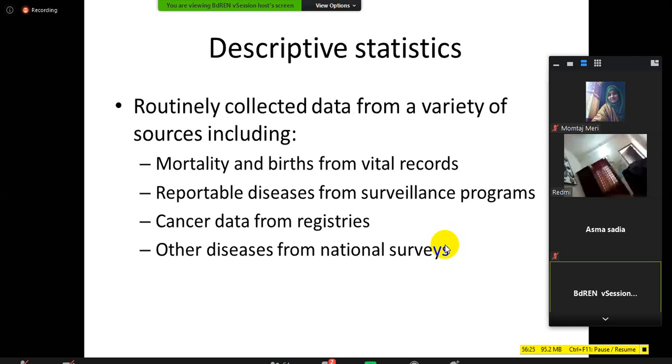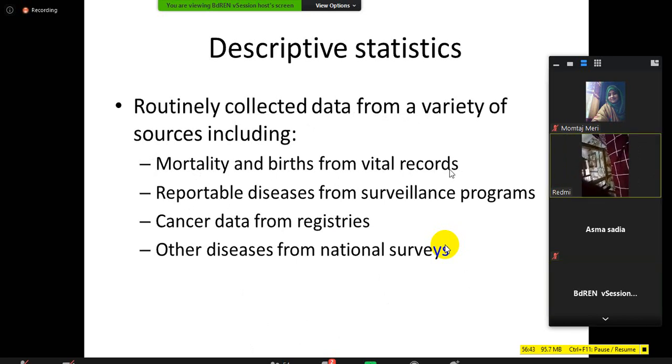So routinely collected data from a variety of sources includes... So we have to collect data, so from where can we get descriptive statistics? These are the sources from where you can get descriptive statistics, like mortality and birth rate from vital records. So maybe in every country they have some registry. এটারে বলা হয় registry, যেখানে ইনফরমেশনগুলো রেকর্ডেড করা হয়। In Bangladesh we have 3 registers. One is birth register, number 2 is death register, and number 3 is marriage register.